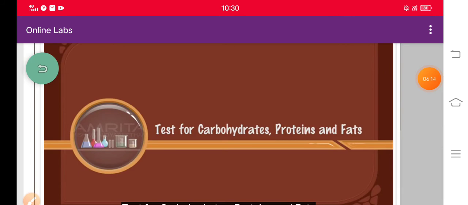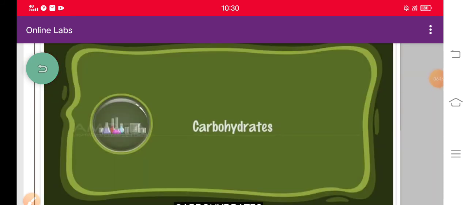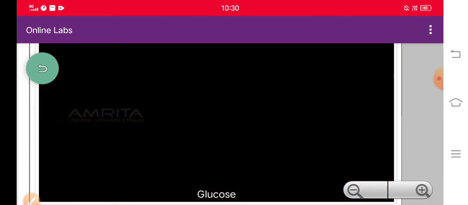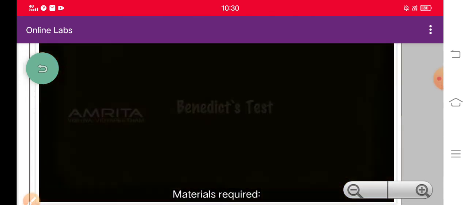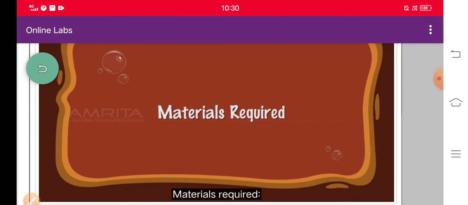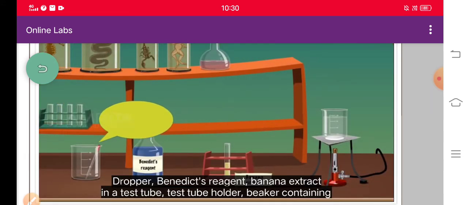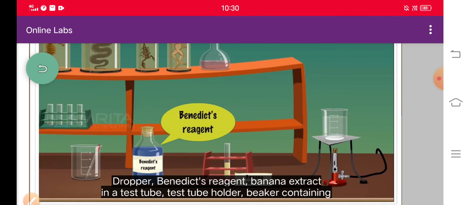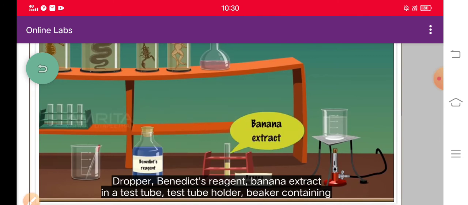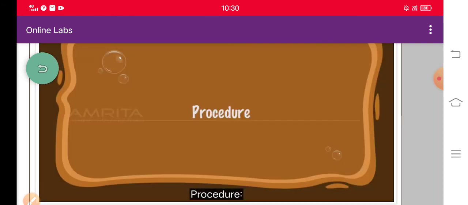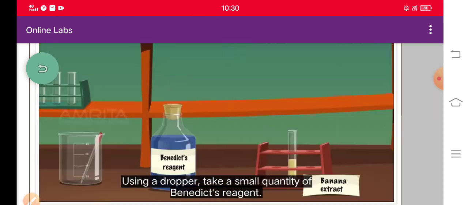Now first we are on the test for carbohydrates, proteins and fats. The first one is carbohydrate. You can see the presence of glucose with the Benedict test. Material required: a dropper, Benedict reagent, banana extract, test tube, burner and the test tube holder.